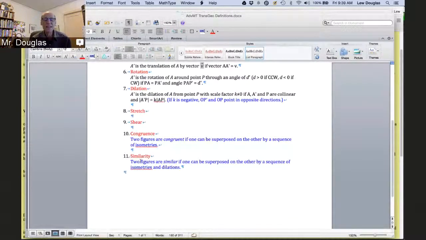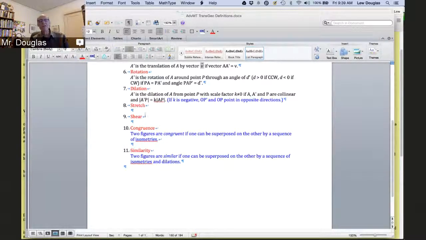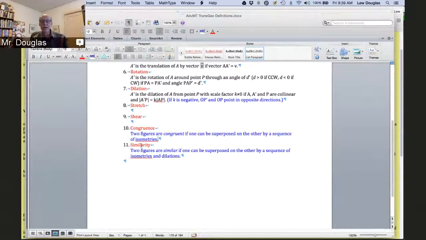Fair enough. All right. Stretch and shear, I'm going to ask you to look up and think about for homework. We did that. Here's the definition of congruence from Henry, and I think we'll use that. And here's the definition of similarity. And a key thing that we still have to think about is a sequence of isometries and dilations.